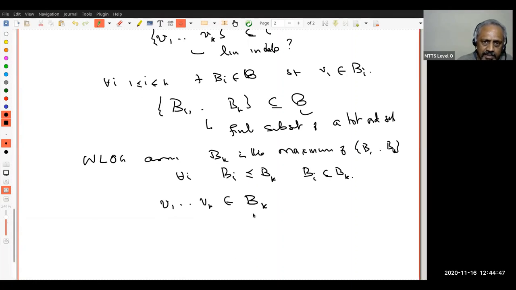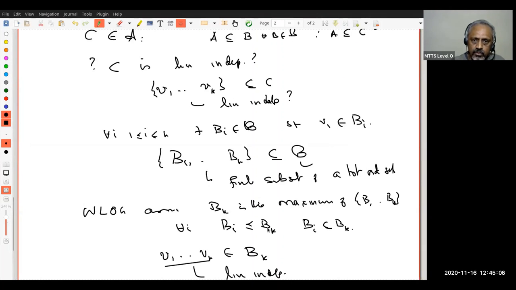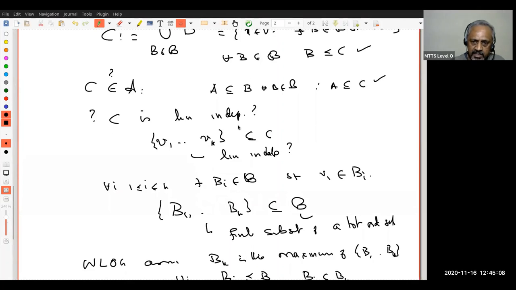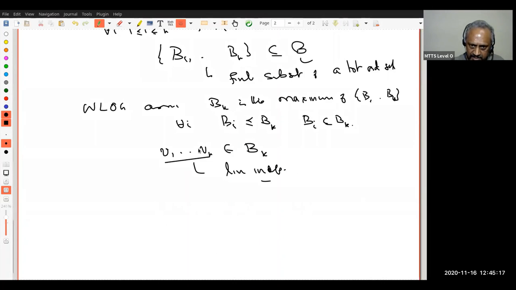And what do I know about Bk? I know Bk is linearly independent. What is the meaning of this set being linearly independent? Any finite subset is linearly independent. That means V1, V2, ..., Vk is linearly independent. So what I have shown: I wanted to prove C is linearly independent. You give me a finite subset V1, V2, ..., Vk of C, then I have to prove it's linearly independent. Have I proved it? Yes.